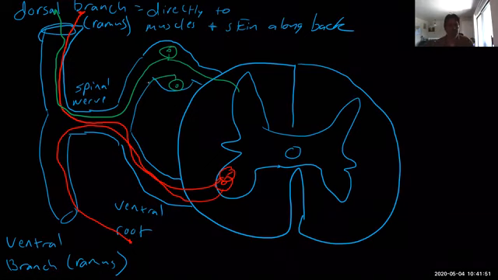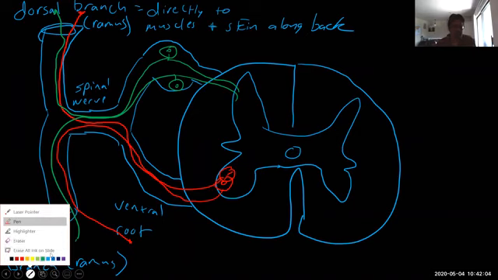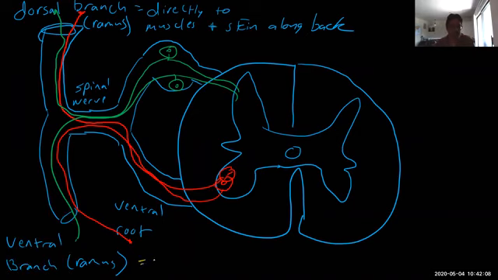As for the ventral ramus, up here, this will actually be going through the major nerves that will be going to your upper limbs and your lower limbs, as well as to your anterior thoracic cage. So this will be going to the muscles and the skin of the upper and lower limbs.